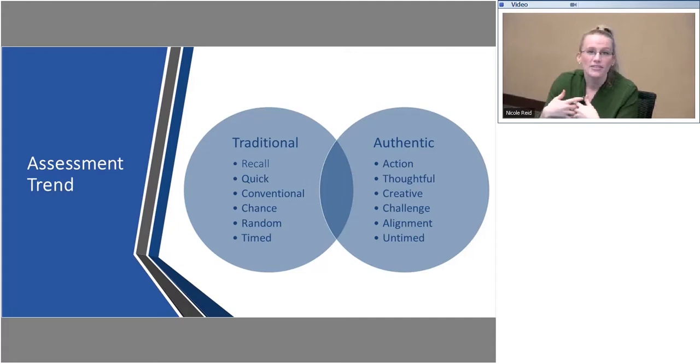But the authentic is more about the challenge. What challenge are they proposed? What can they solve? The traditional is more random in terms of the alignment that we were discussing earlier. It may not align to the content specifically or the objective that you have set. And authentic is more about making sure that alignment is there.